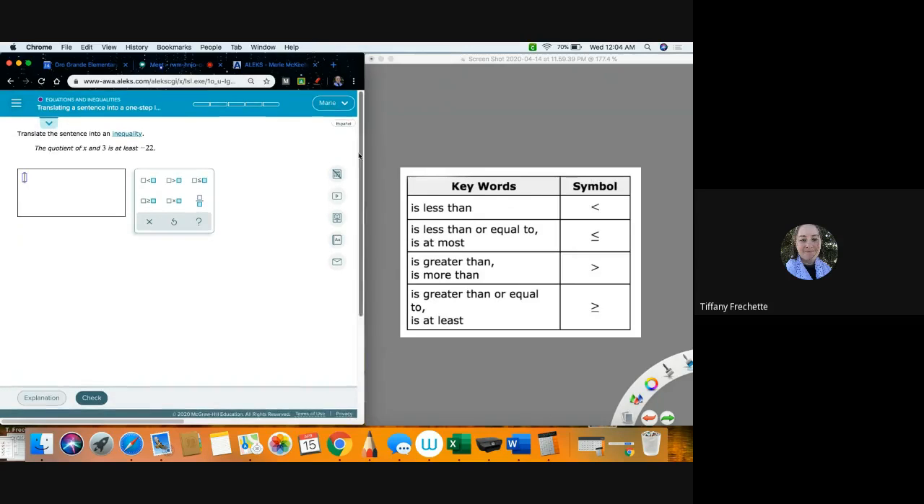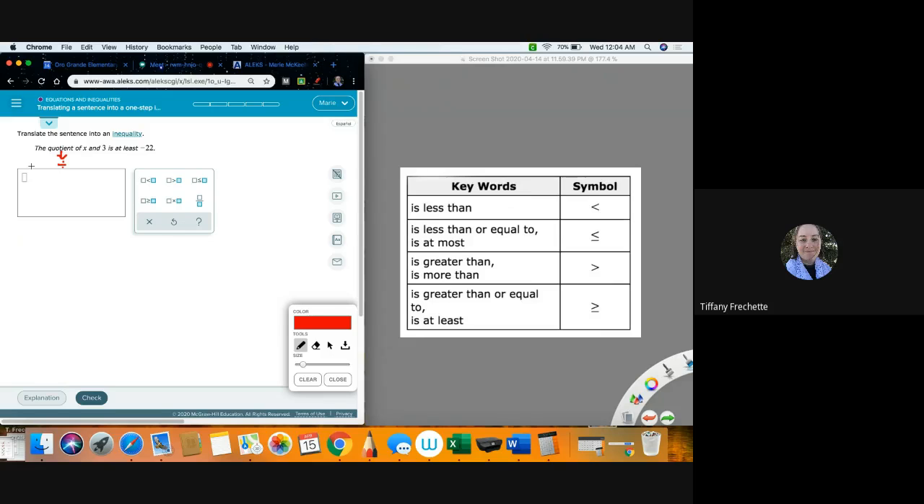All right. So we're going to come over here, and I'm going to grab my pen tool also. So switch this down out of the way here. So the quotient of x and 3 is at least negative 22. So quotient, that's one of those words that means to divide. So again, if you don't recognize these words, I definitely recommend looking up words for translating mathematical operations.